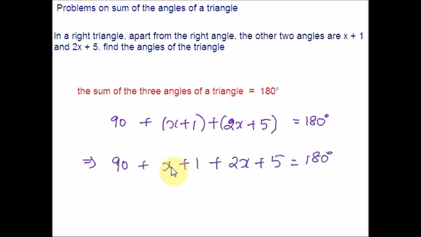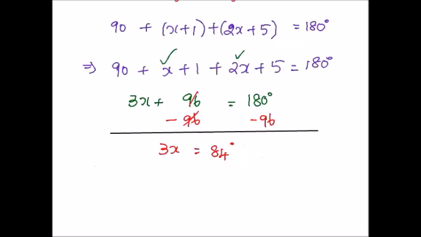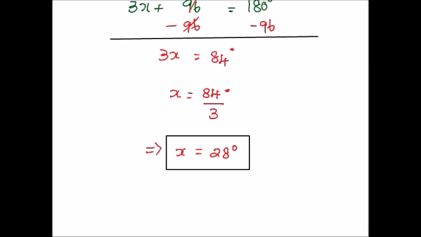Like terms are x and 2x for variables, and for constants 90, 1 and 5. Subtract 96 from both sides. Divide both sides by 3. So we will get x equal to 28 degrees. Hope it makes sense so far.